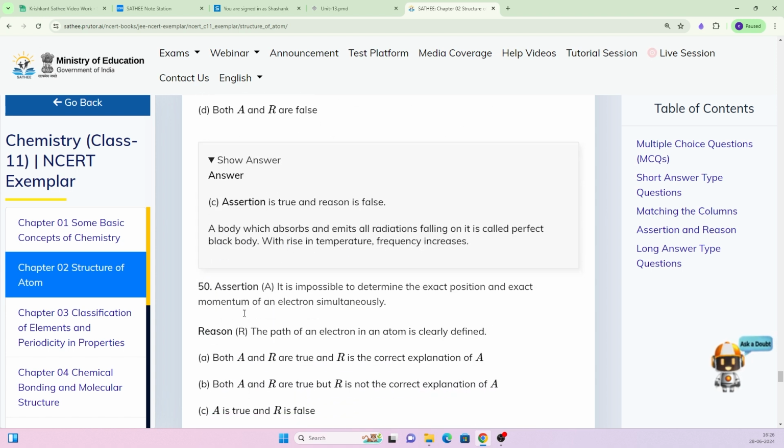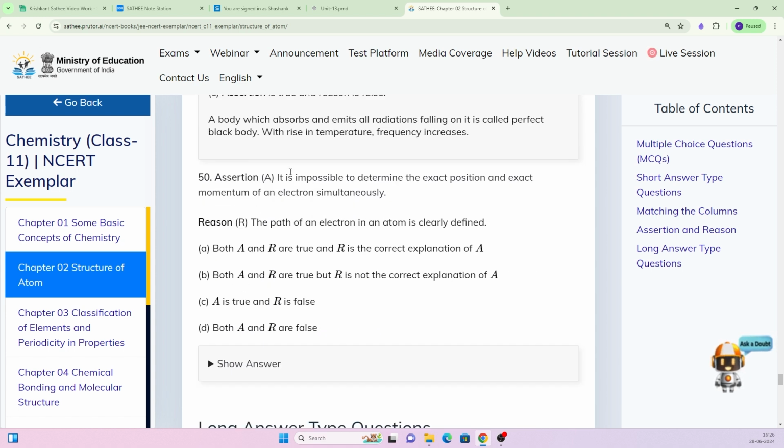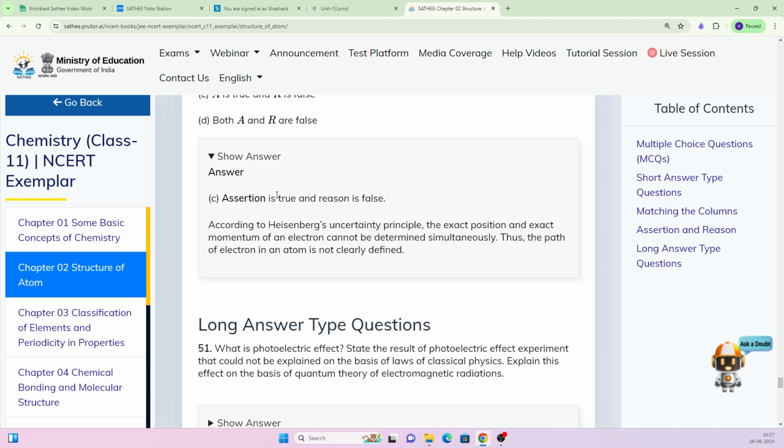Next question. It is impossible to determine the exact position and exact momentum of a particle. Okay, this is correct. The path of an electron is a clearly defined path. This is wrong because we cannot say that it is completely defined. It is unpredictable. So A is correct, but B is not correct. So C is the correct option.